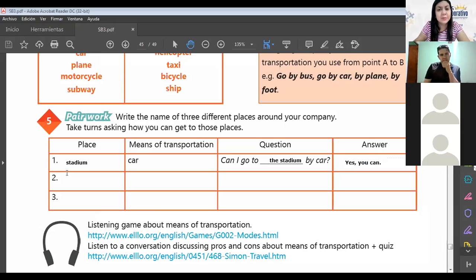Another place near my work is Metro Centro, the shopping mall. Means of transportation, I will say the bus. Question. Can I go, or I can say, where is the bus stop? What is the closest bus stop? La parada más cercana. What is the closest bus stop?